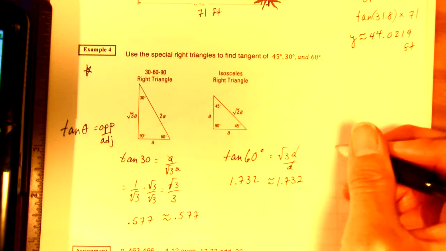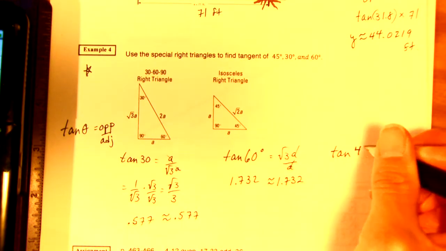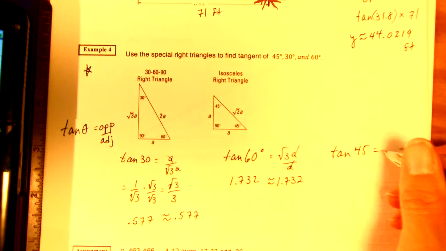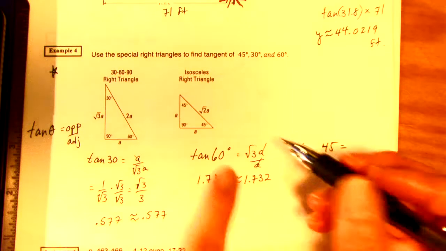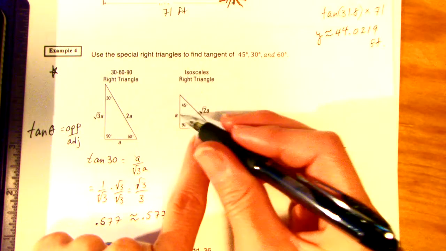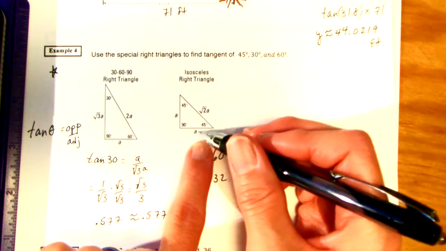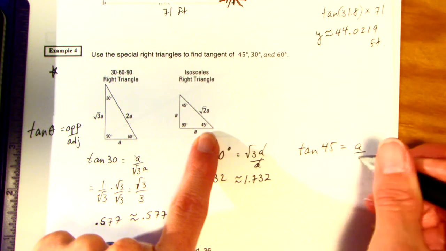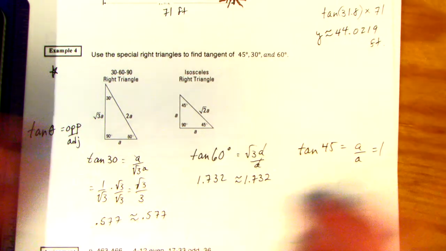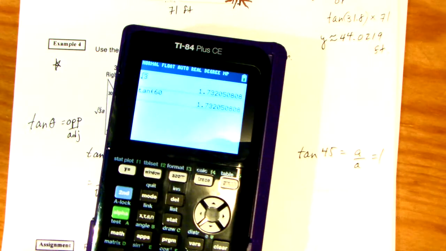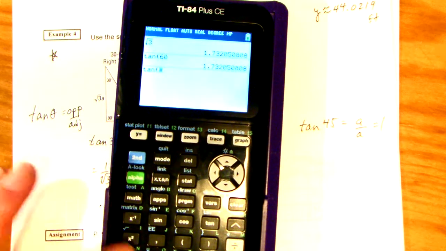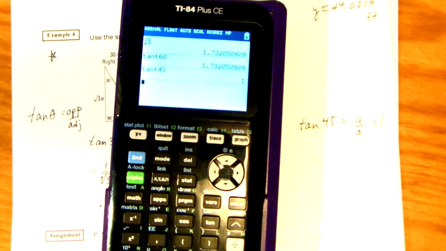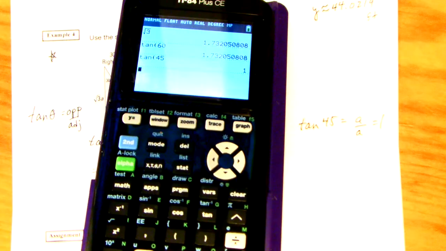How about tangent of 45? Remember, tangent is opposite over adjacent. So, it doesn't matter which 45 you want to pick. Opposite is A. Adjacent is A. Which is equal to 1. Watch what happens when I do tangent of 45. It is equal to 1.